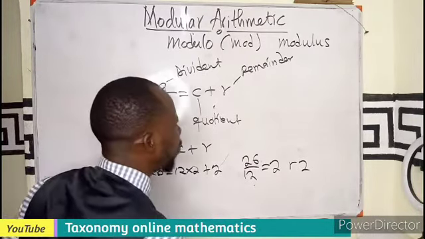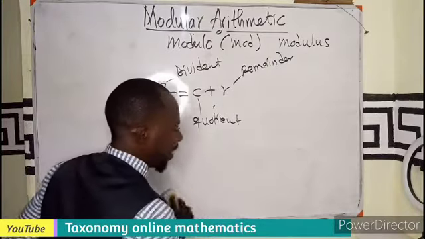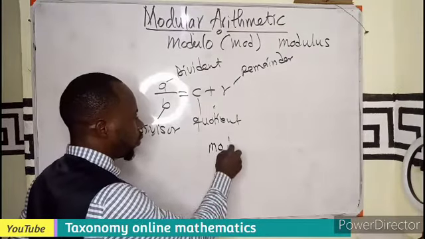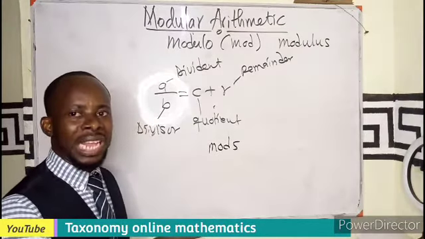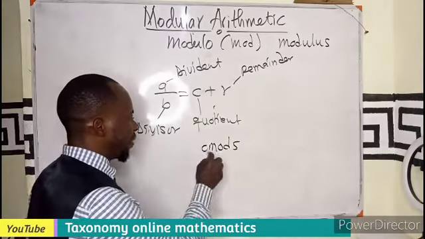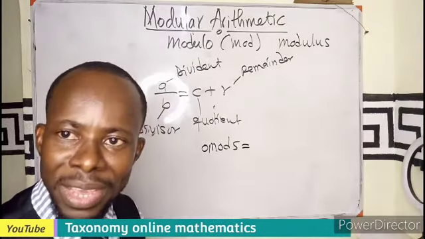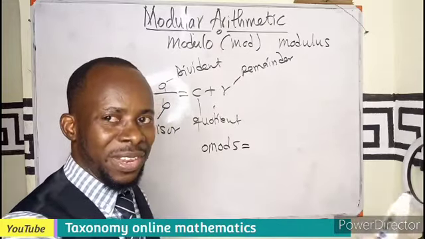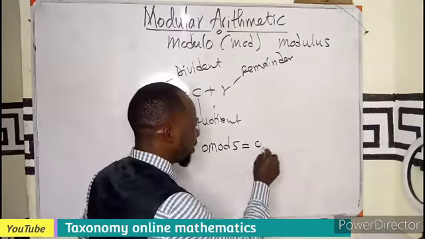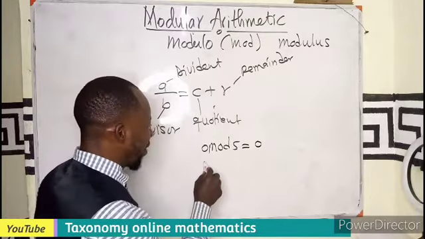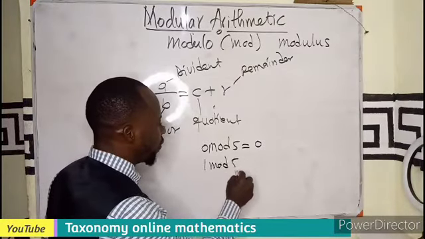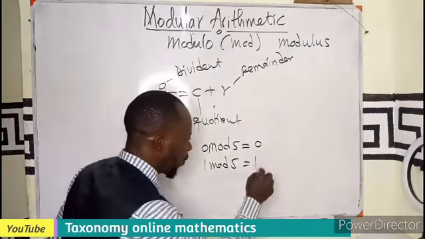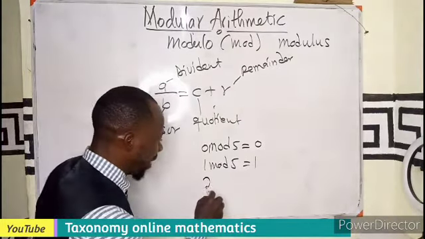Now let's leave modulo 12 and see if we can take another modulo. For example, let me use mod 5 and start with any number. If I say 0, what do you think will be the answer? 0 mod 5. Did I hear you say 0? Good. That is 0. If I have 1 mod 5, what are you saying? You mentioned 1, right? So 1. Let's move further.